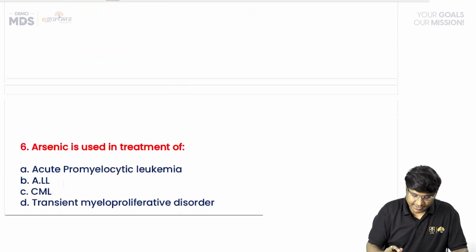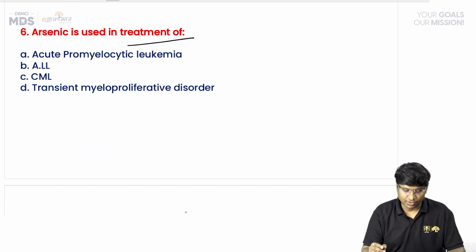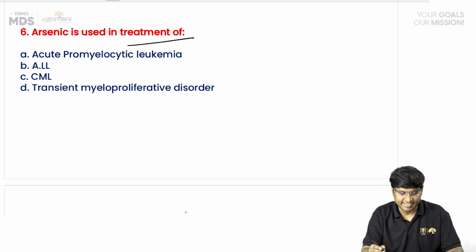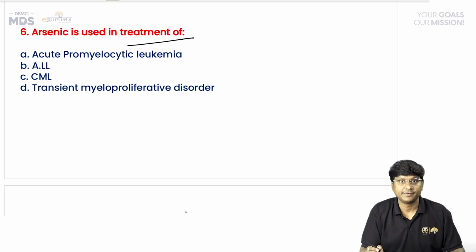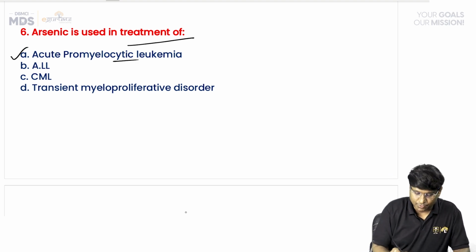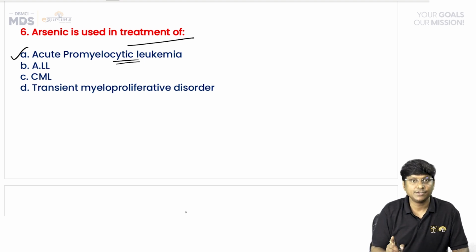Okay. Next, arsenic is used in the treatment of acute promyelocytic leukemia, ALL, CML, transient myeloproliferative disorder. So in case of acute promyelocytic leukemia, arsenic is being used.